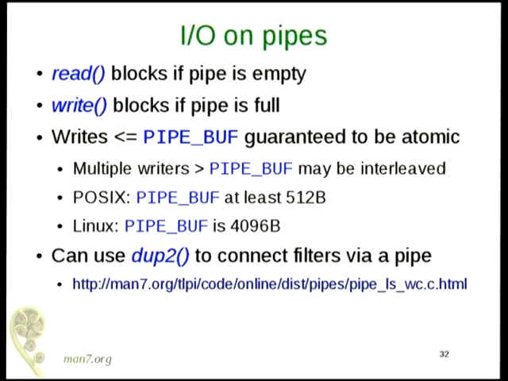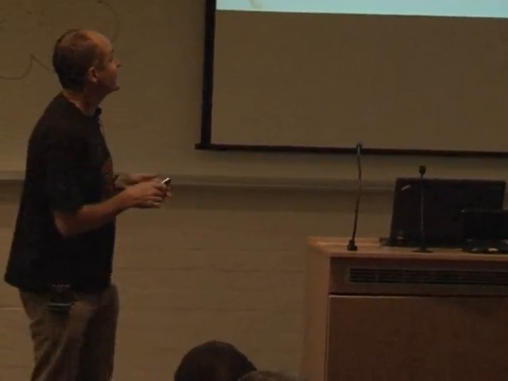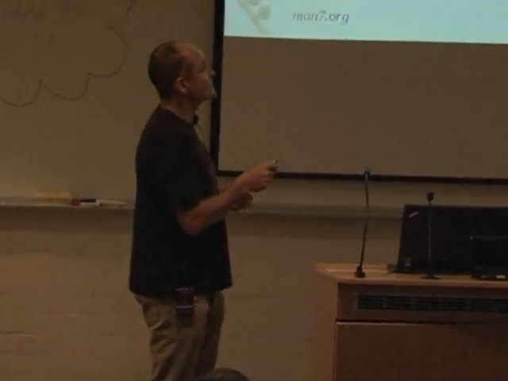So if the pipe's empty, a read blocks, and if a pipe is full, a write blocks. There's one other thing to know about pipes. If you do a write to a pipe and there are multiple writers to a pipe, then the data can be broken up. So if you've got, say, two processes that both try and write 10,000 bytes to a pipe, the writes will not be written as 10,000 byte pieces. Potentially, they're broken up into pieces of the size PIPE_BUF.